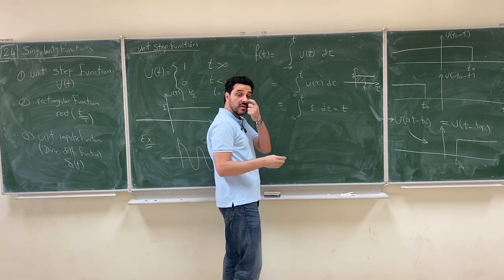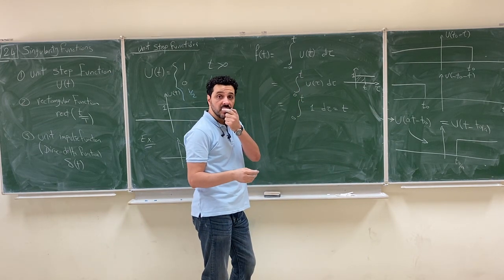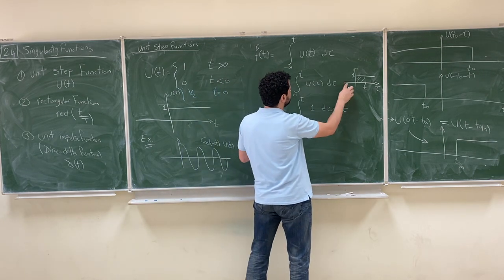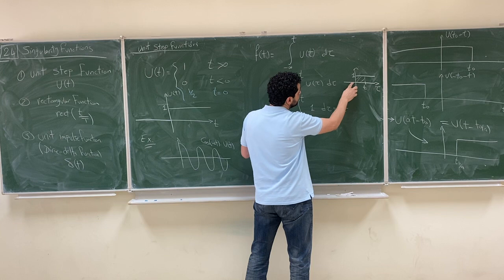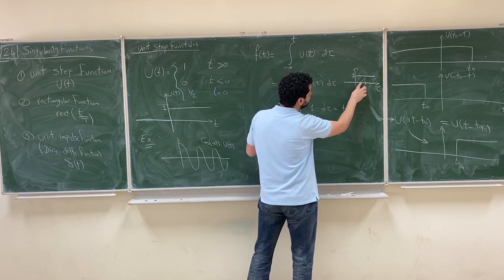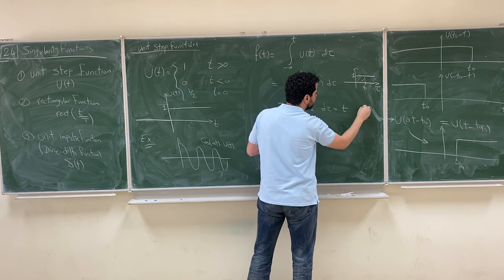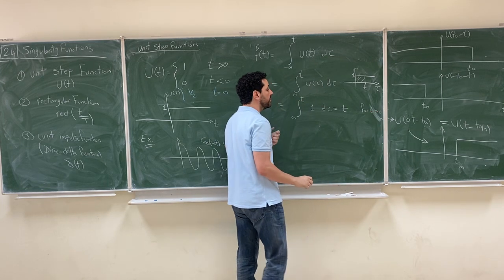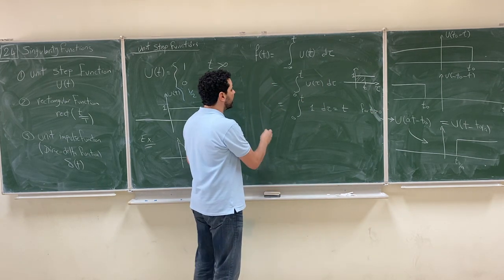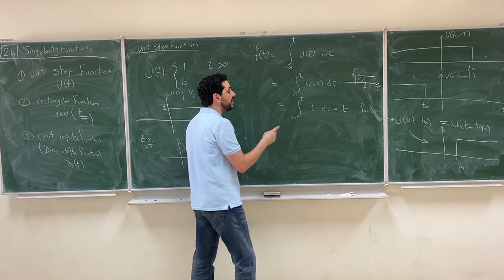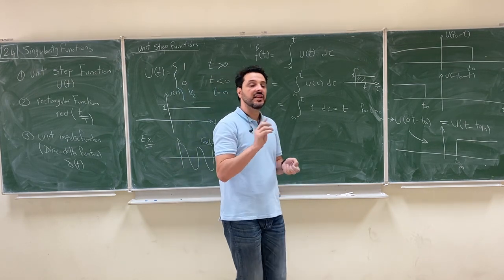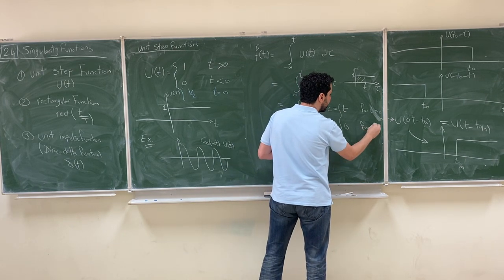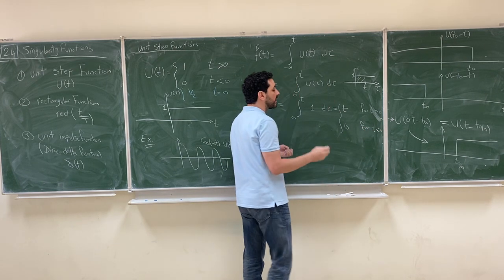If t is less than 0, the integration will be 0, right? Because if you integrate from minus infinity up to here, the integration is 0. If you integrate from minus infinity up to t greater than 0, it will be t. So the integration f of t of the unit step will be t only for t greater than 0, and it will be 0 for t less than 0. How can we write this?